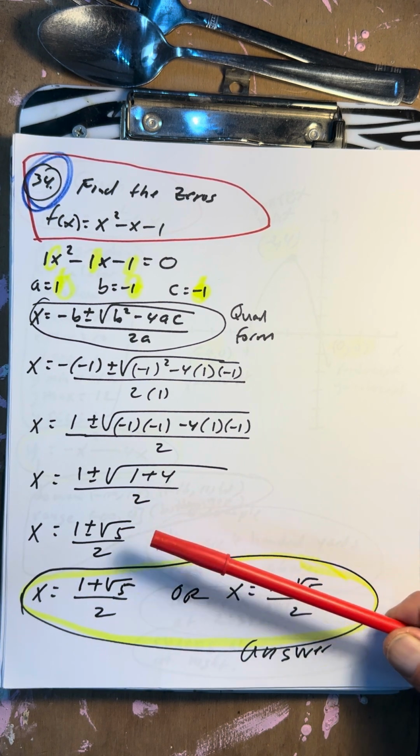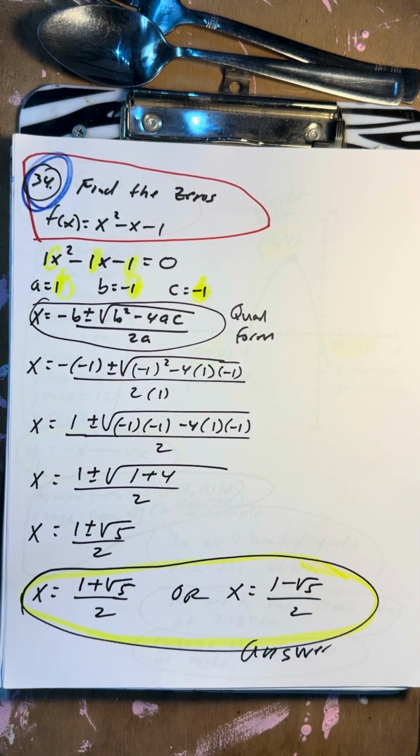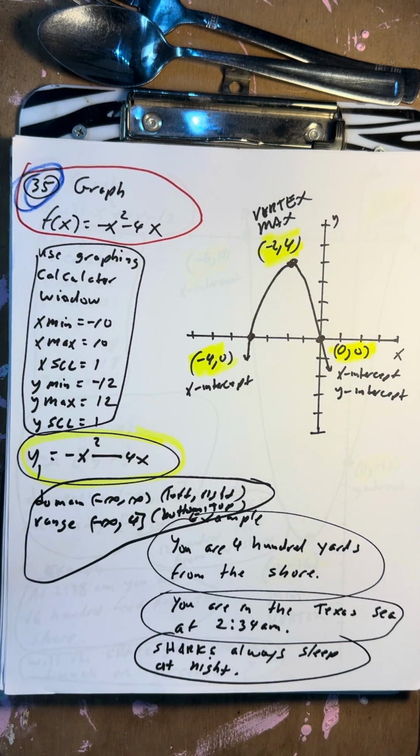Nothing I can do with the square root of 5. Decimal, no, leave it like that. So 1 plus square root of 5 over 2, and 1 minus square root of 5 over 2. Those are the answers.